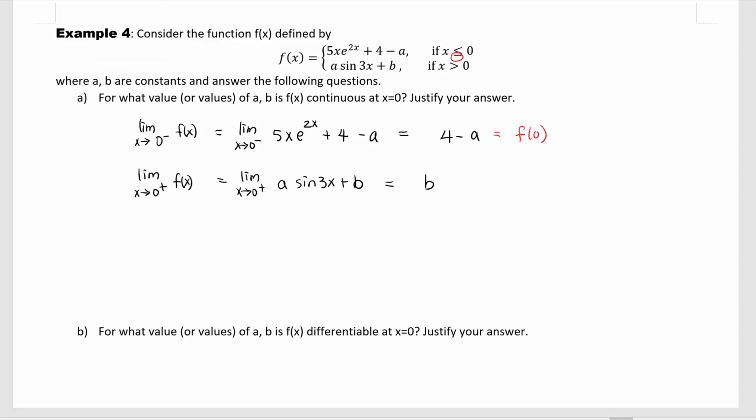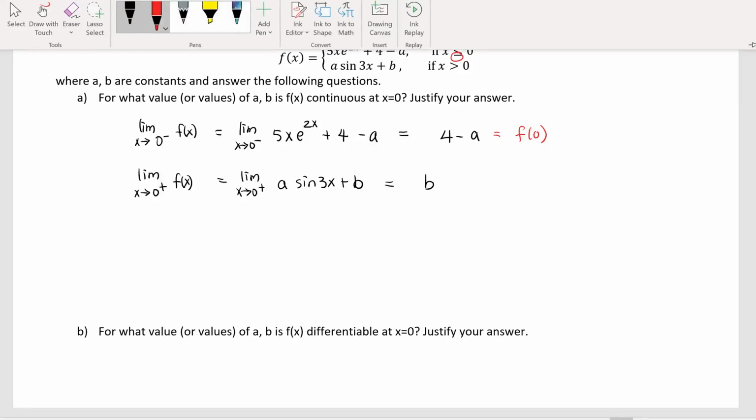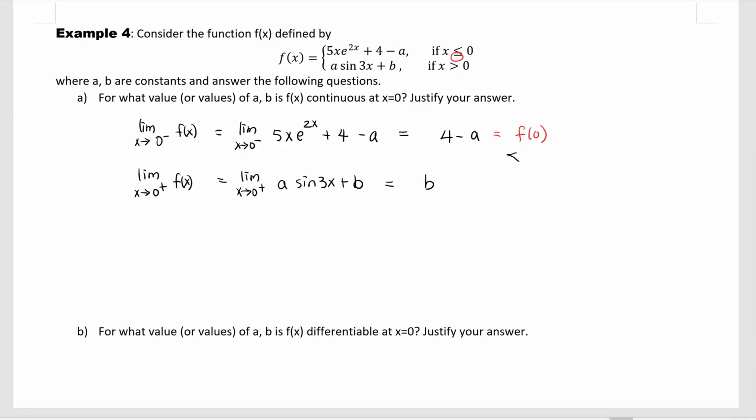Because in order to have a function continuous, we need the left side limit equal to the right side limit, so the limits at that point exist. And we also require the limit at that point to equal the function value at that point. So that's why this is so important. Then we set them equal. If 4 minus a equals b, that means a plus b is 4. So we say if a plus b equals 4, then f is continuous.